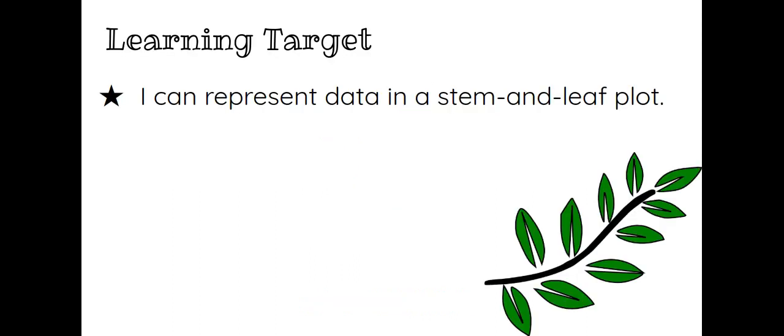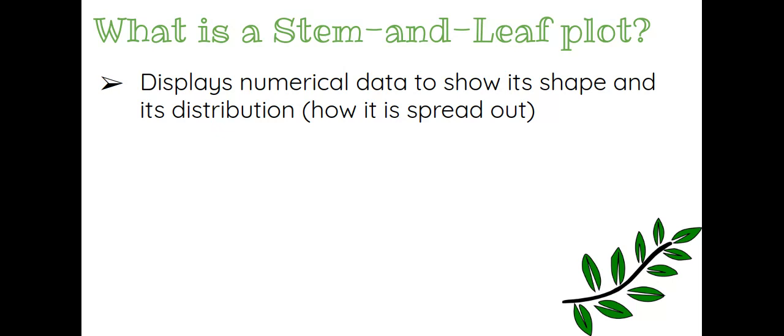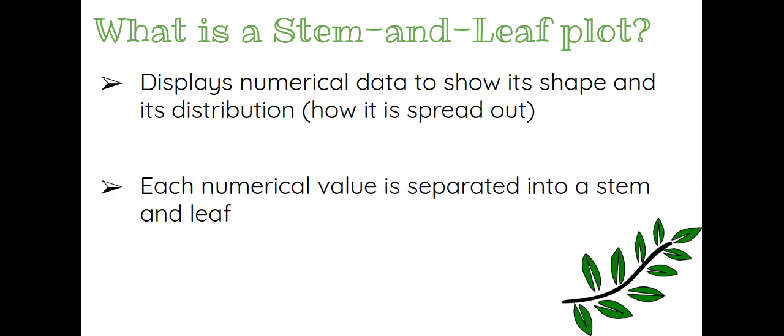So let's first look at our learning target. Our learning target is I can represent data in a stem and leaf plot. So that just means I can look at a set of data and I can show it in a stem and leaf plot. Still doesn't really give you a lot of information about what it is, so let's look at what it is. A stem and leaf plot displays numerical data, that just means data that's represented as numbers, to show its shape and its distribution. Basically, that just means to show how those numbers are spread out.